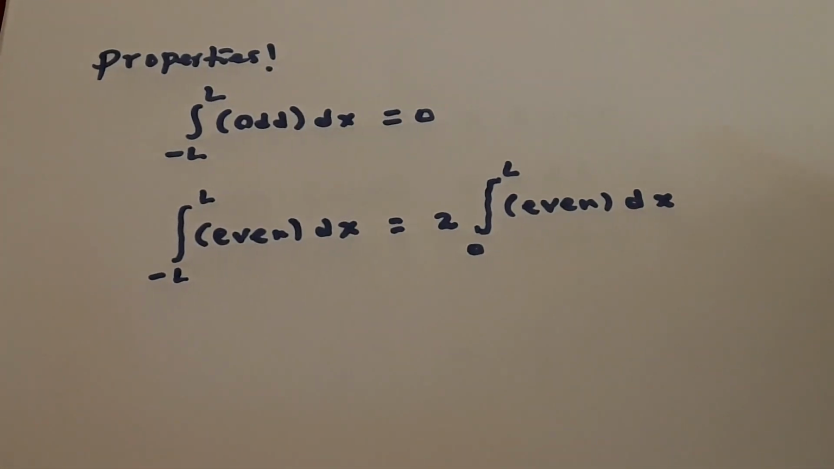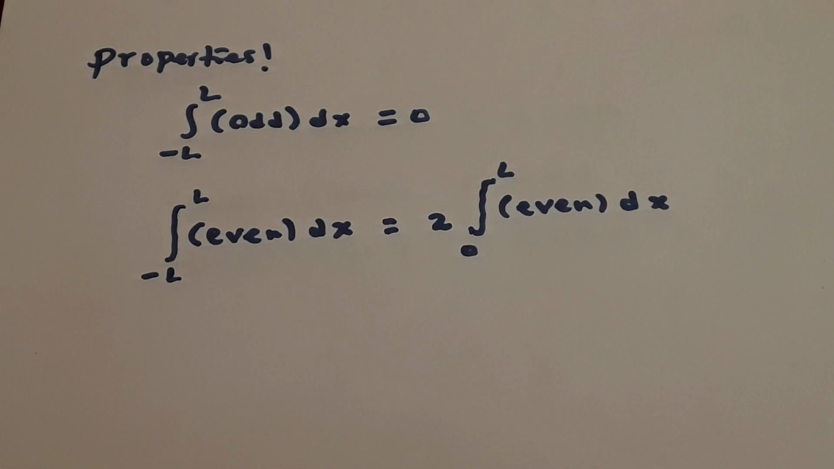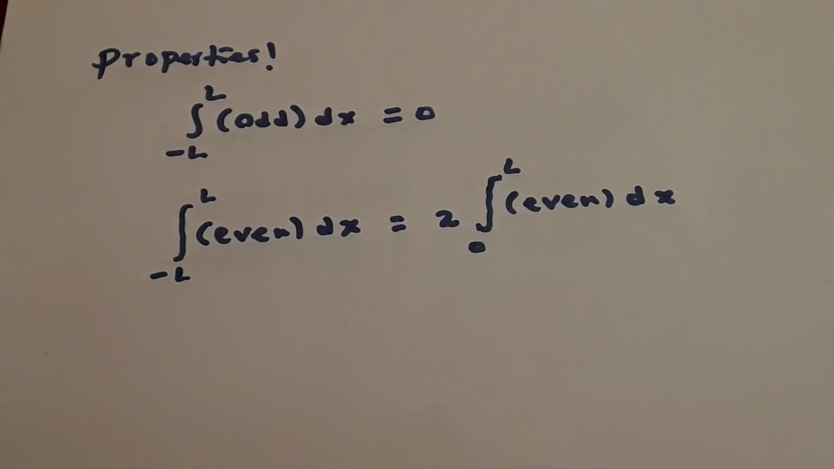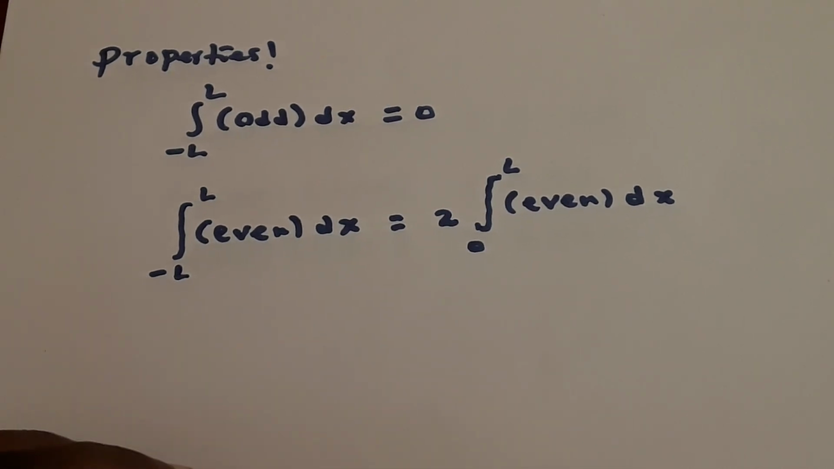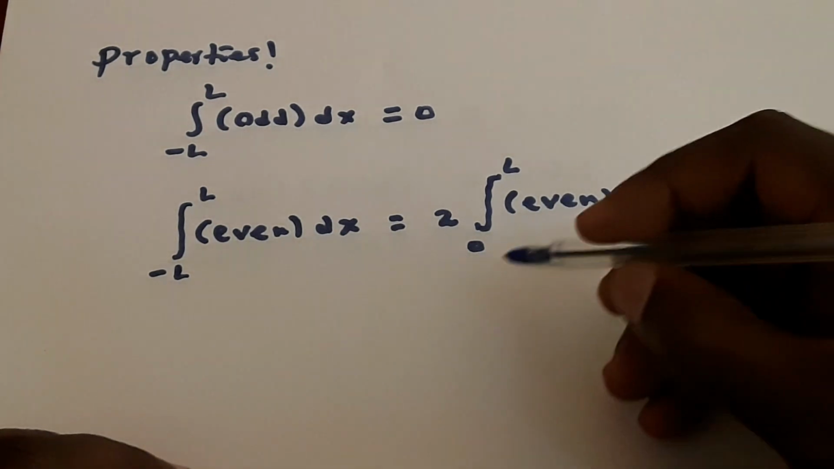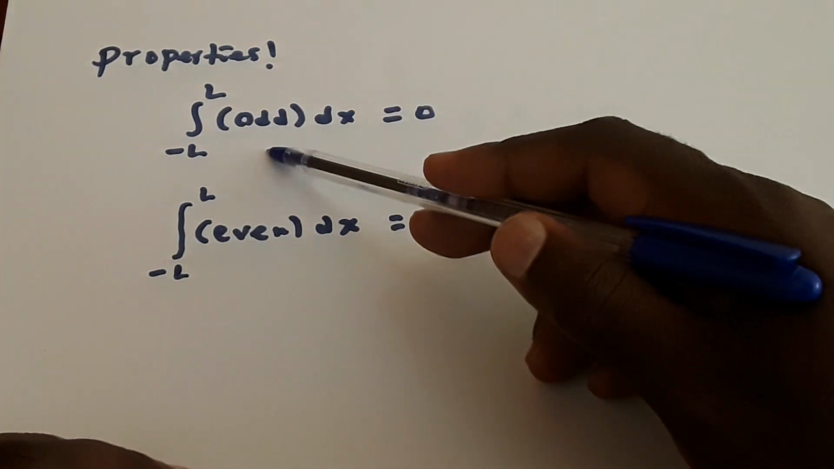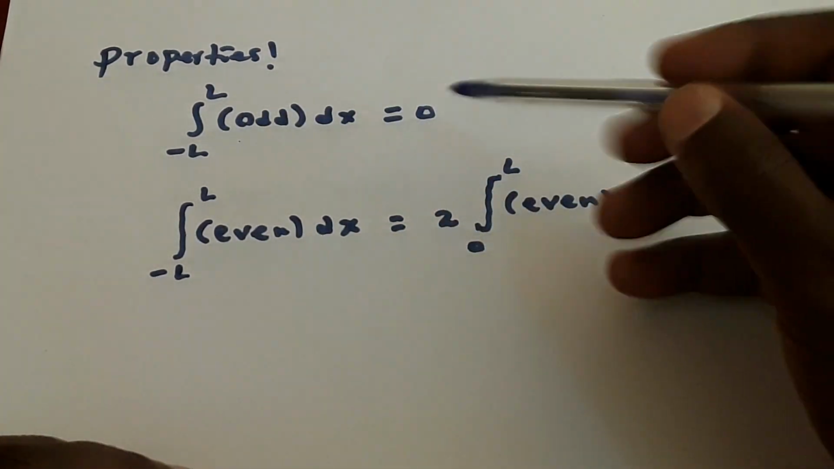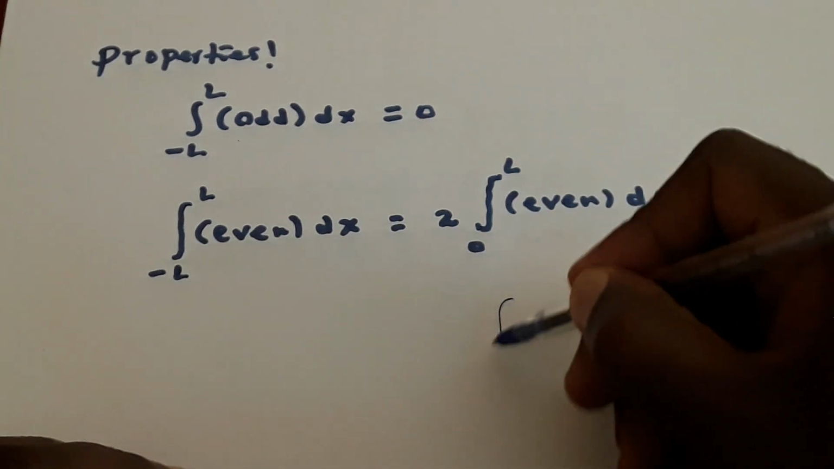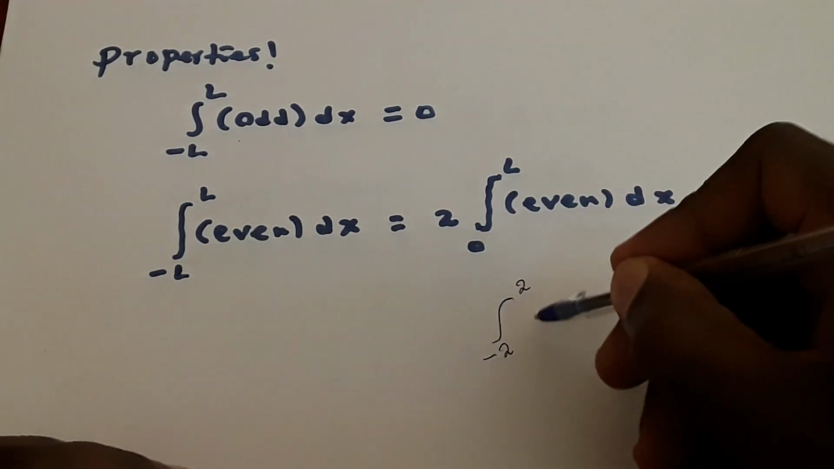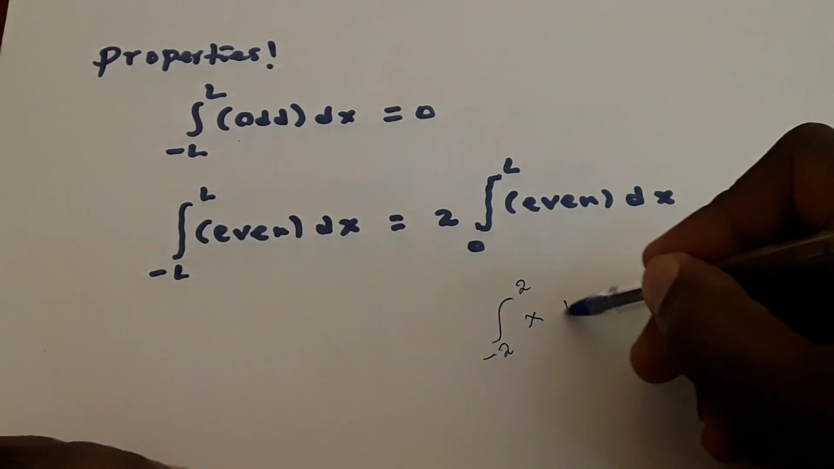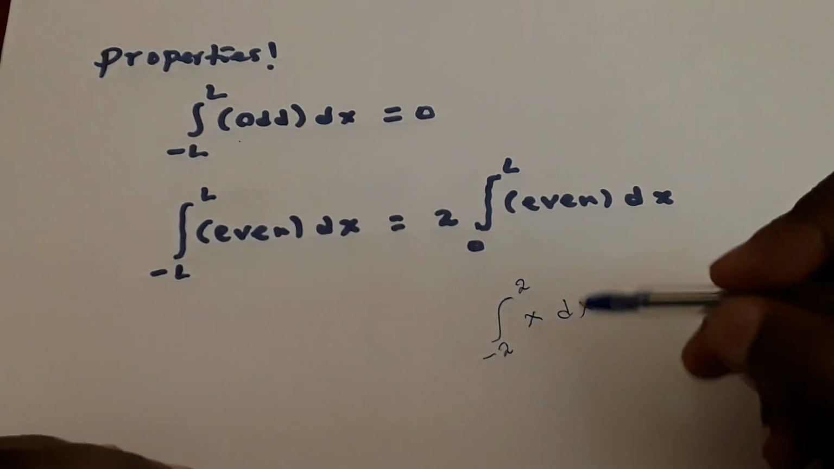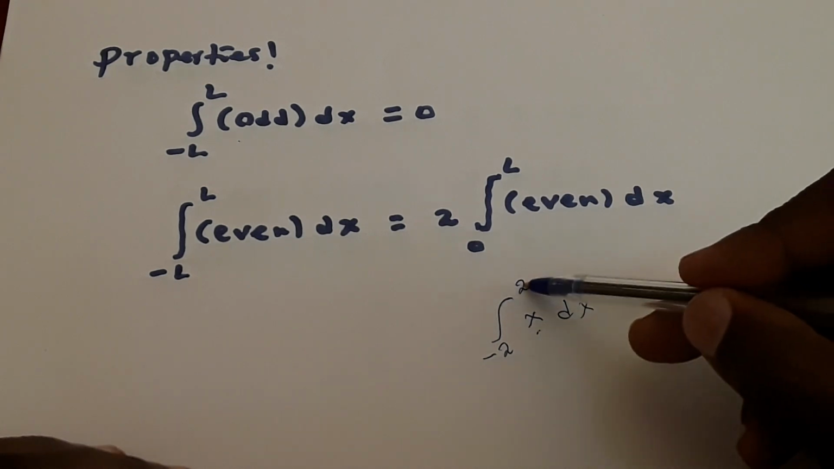In line with that, we also have properties of odd and even functions. The integral from minus L to L of an odd function dx is 0. If we integrate even and odd functions over the symmetric interval from minus L to L, and the integrand is odd, then the integration over minus L to L is 0. So without a mnemonic device, if you have the integral from minus 2 to 2 of the odd function x dx, this is 0, because this is odd.